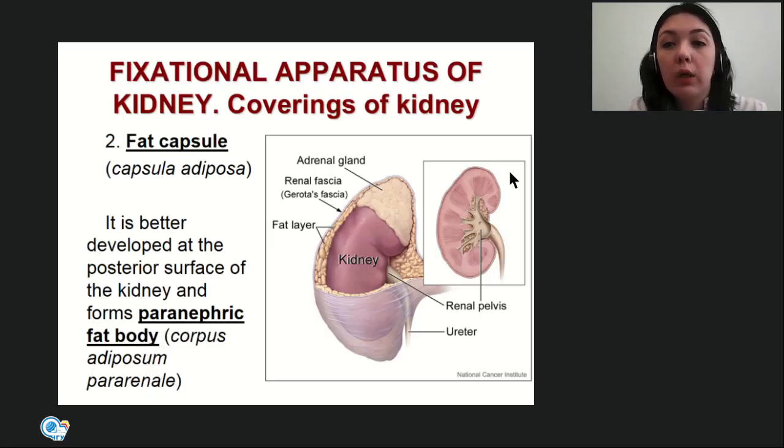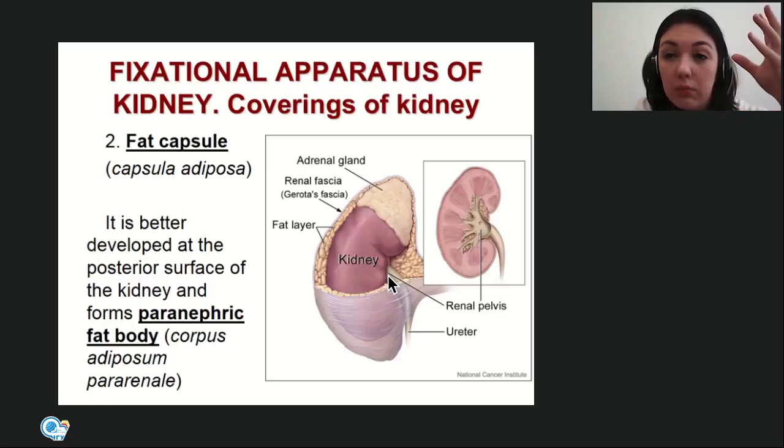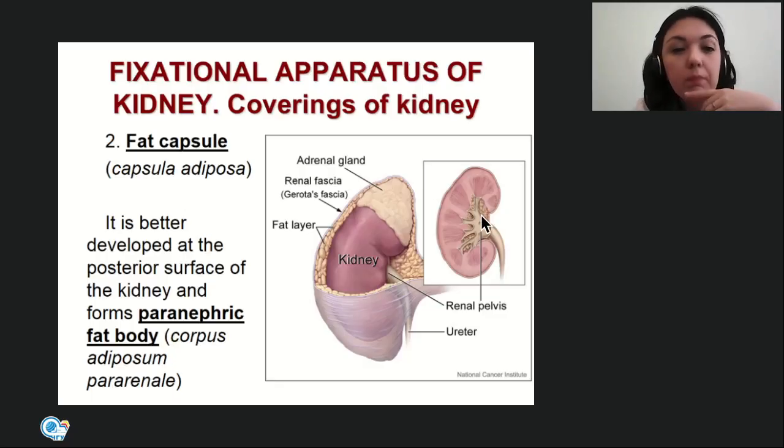So this adipose capsule is especially important for the fixation of the kidney, and it is easy to prove when a patient loses weight suddenly, very fast. In this case, kidneys can descend also. It's because this paranephric fat body decreased its size, and now kidney became movable.